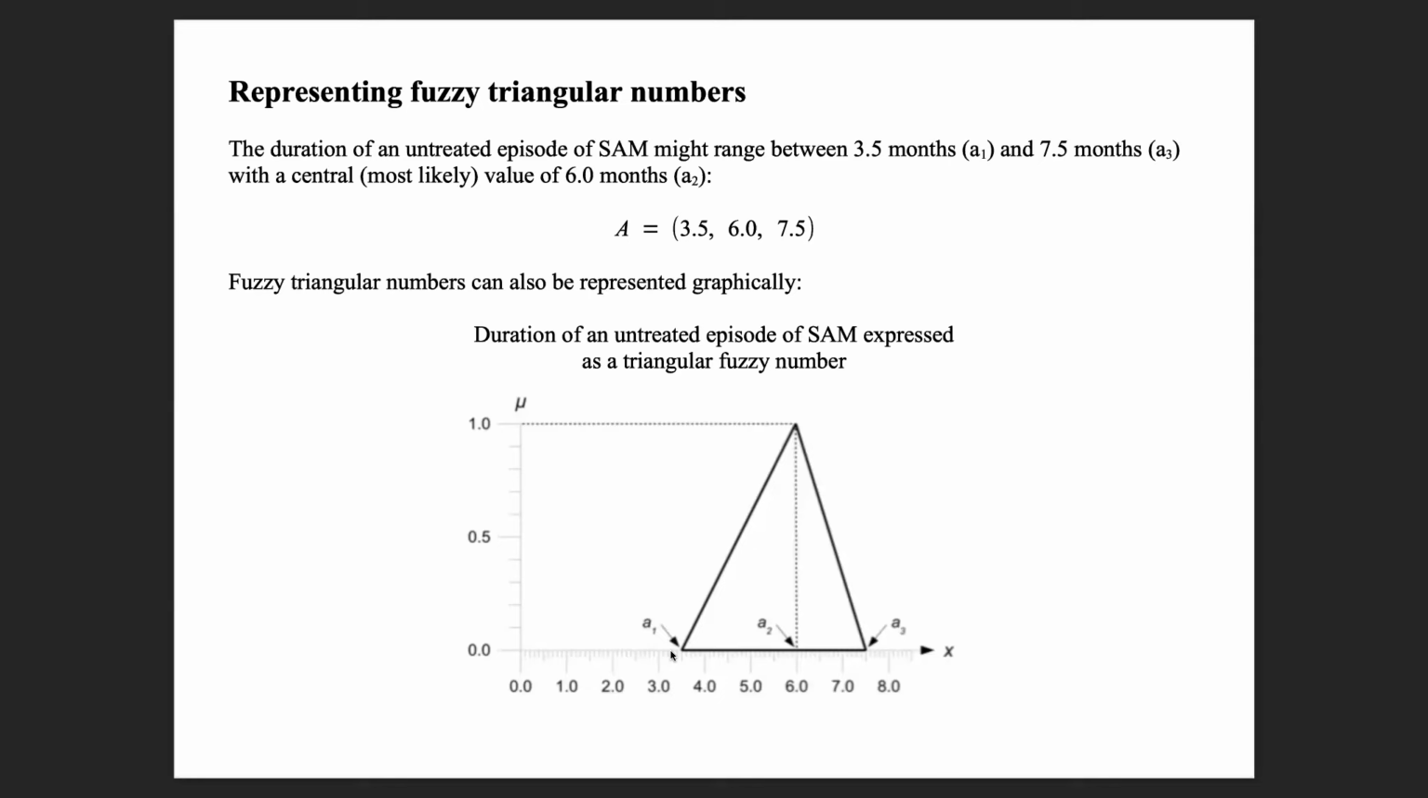Values below 3.5 have no membership function. They're not included in the data. They're not included in the calculation. Values at the most likely value have the highest membership function.